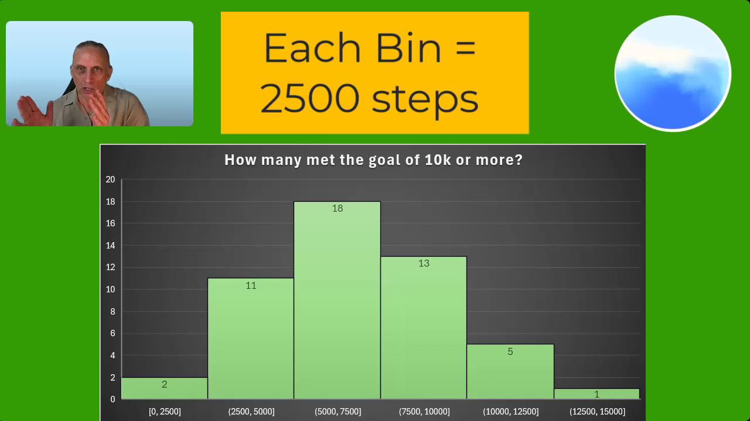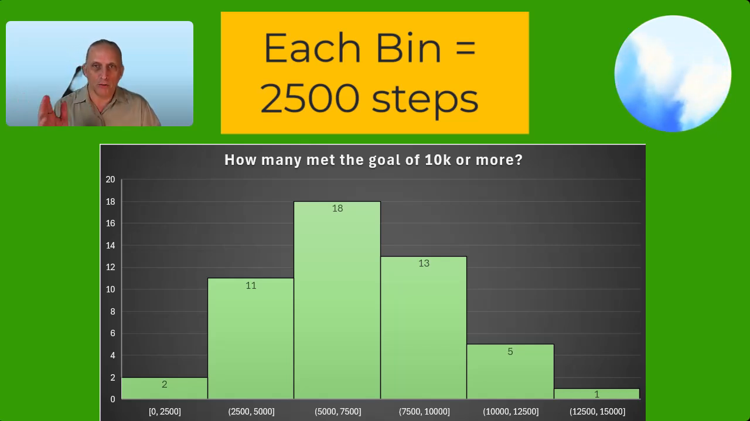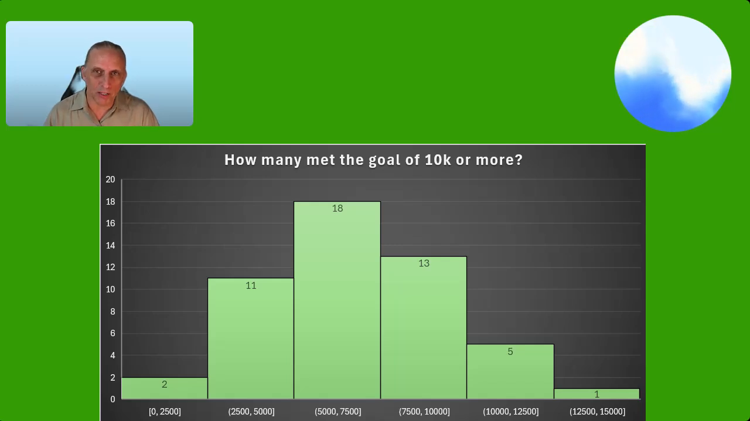So how many people did 0 to 2,500? How many 2,500 to 5,000? How many 5,000 to 7,500? And so on. And so that's what our histogram, you can see it really gives us a good picture of how much people are walking. Bitey, you want to jump in and add to that at all?